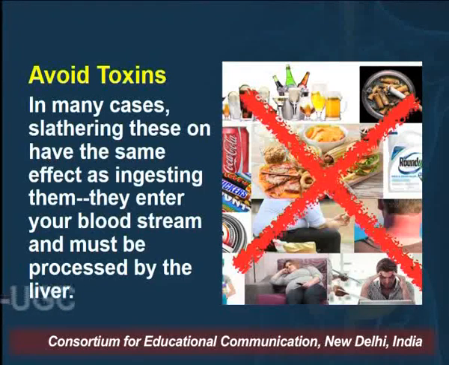In many cases, slathering these on has the same effect as ingesting them. They enter your bloodstream and must be processed by the liver. So, the more toxins you ingest, the bigger the workload your excretory system has to handle. There are some parts of even healthy food that the body cannot process, and some byproducts of bodily functions that occur naturally. Then there are some additional elements of waste your system must process.